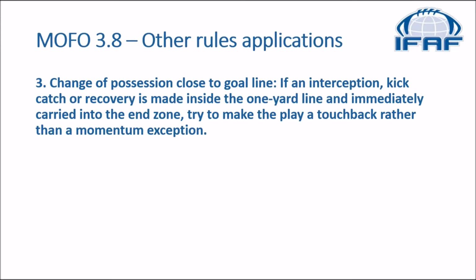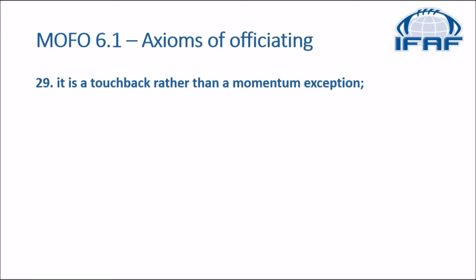In the MOFO, we go to 3-8-3. Change of possession close to the goal line. If an interception, kick, catch, or recovery is made inside the 1-yard line and immediately carried into the end zone, try to make the play a touchback rather than a momentum exception. And finally, we go to 6-1, axiom number 29. It is a touchback rather than a momentum exception. So those are the guidelines in the books. Now let's have a look at some game film.